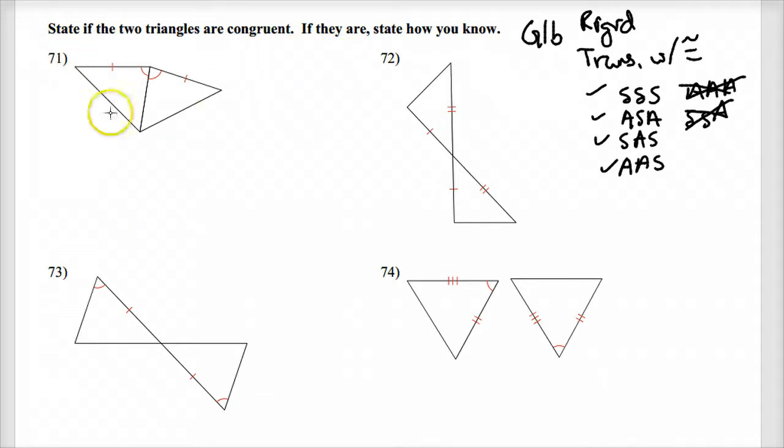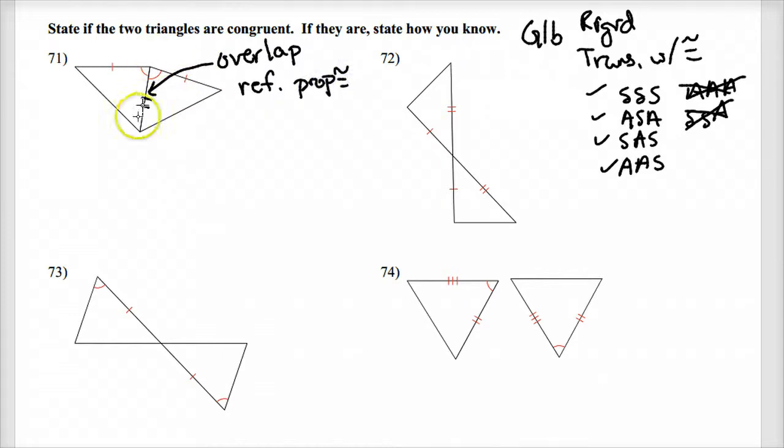So here we go. We're looking at number 71. We have these 2 marks, and then we got a mark through the middle. Wait, Mr. Butler, why can you do that? Well, it's an overlap. And when 2 things overlap perfectly, then they're equal. There's a more proper way of saying this in geometry, and it's called the reflexive property of congruence. That tells me that this piece is congruent to itself. It's twin.